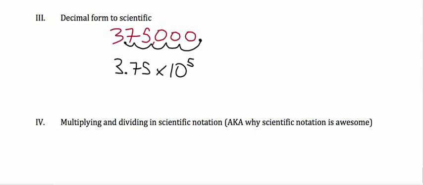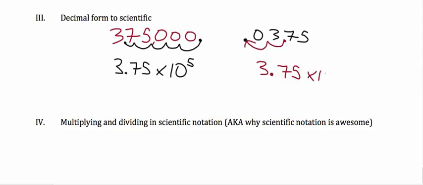It works the same way with decimals. So let's say we had 0.0375. I would again want the decimal between the 3 and the 7. And if the decimal place is between the 3 and the 7, I would need to divide by 10 twice to get back to my original number. So that's times 10 to the negative 2. Hopefully that's fairly straightforward for most of you. I can certainly help you out a little more if that wasn't clear.